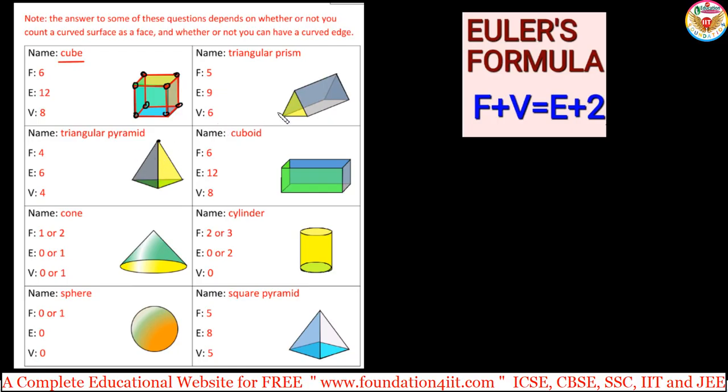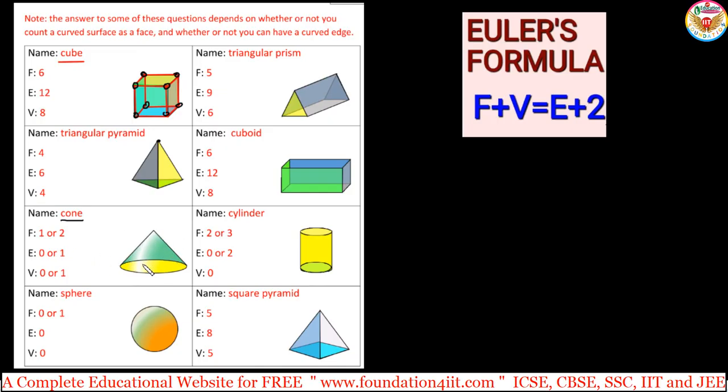Triangular pyramid. And triangular prism. So in a prism, the side faces are exactly rectangular shapes, and the base is a triangular shape. A cone has faces only 1 or 2: just the base, and the surrounding can be taken as another.